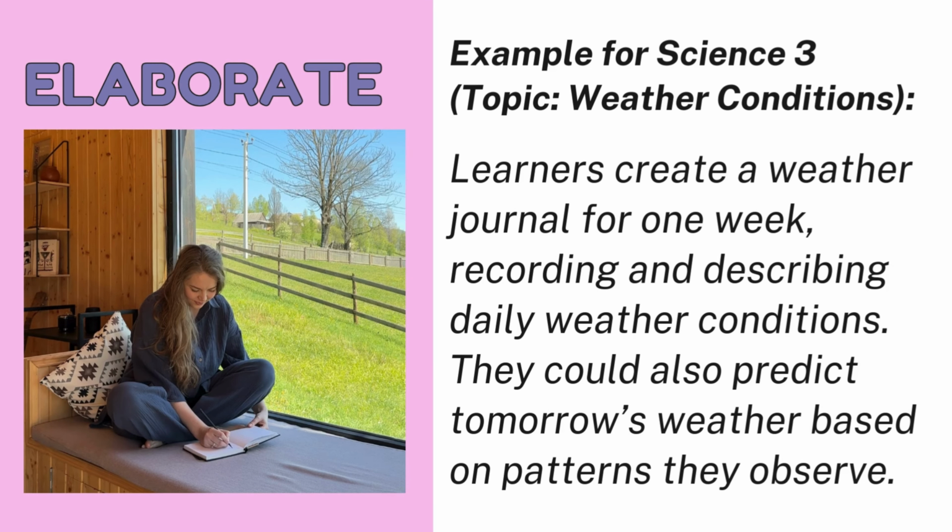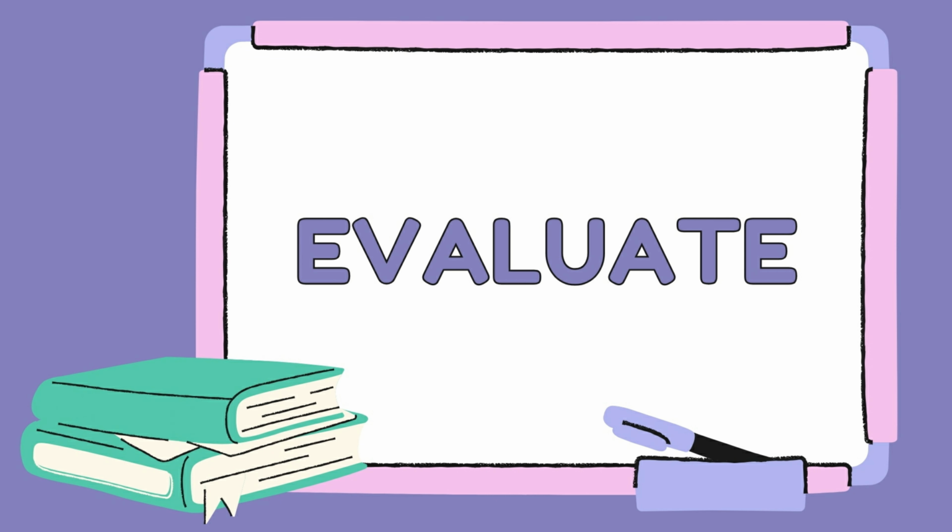Example for Science 3. Topic: Weather conditions. Learners create a weather journal for 1 week, recording and describing daily weather conditions. They could also predict tomorrow's weather based on patterns they observe. Finally, we arrive at the last phase of the 5Es learning cycle, evaluate.